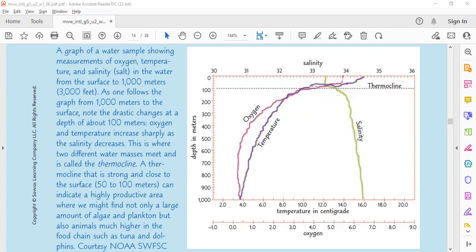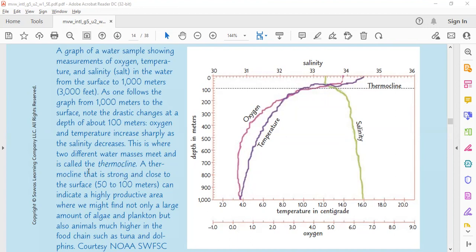Thermocline. Here, it's exactly here. Let me annotate it so that you can see exactly. On this line, it's here. The temperature and the oxygen rise and the salinity goes down, as you can see here. Okay. This is where two different water masses meet.